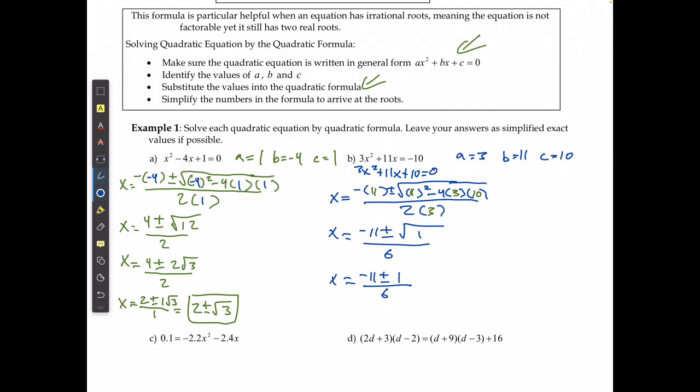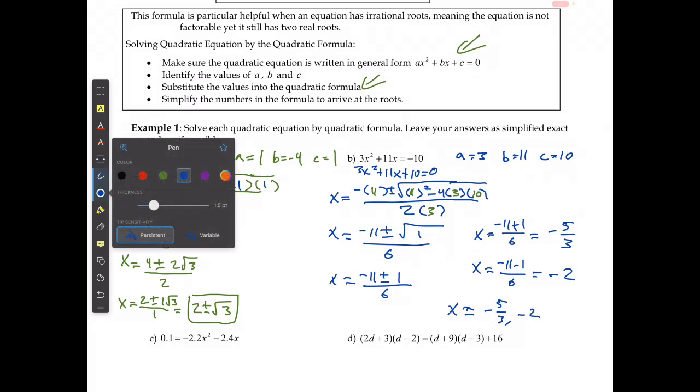Now I have my two possibilities I'm going to solve. Either I'm going to be solving x is equal to negative 11 plus 1 over 6, which is going to, in turn, give me negative 5 over 3. Or I can say that x is equal to negative 11 minus 1 over 6, and that's going to give me negative 2. So x is equal to either negative 5 over 3 or negative 2.